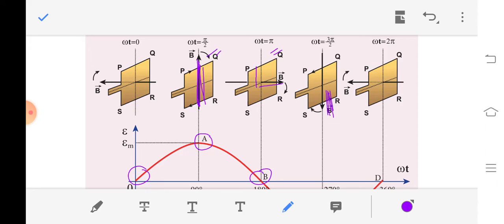So the angle becomes 3 pi by 2, which is 270 degrees, and the induced EMF is maximum but negative, reaching the negative peak on the y-axis. And when the angle is 2 pi or 360 degrees, the magnetic field and the coil are perpendicular to each other, so the induced EMF becomes 0. This shows the variation of induced EMF with respect to time or angle.